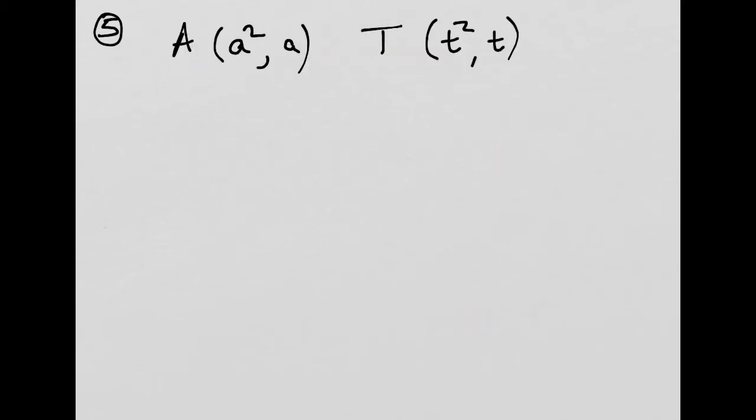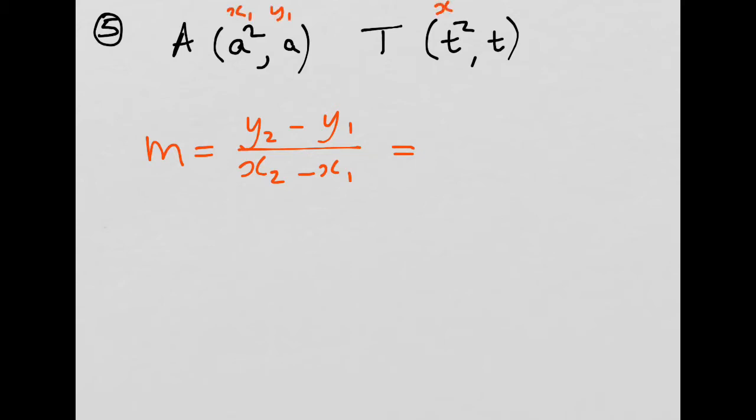Question 5, find the gradient. Now we know the gradient formula is m is y2 minus y1 over x2 minus x1. So using this as x1, y1, and this as x2, y2, then we have t minus a over t squared minus a squared.